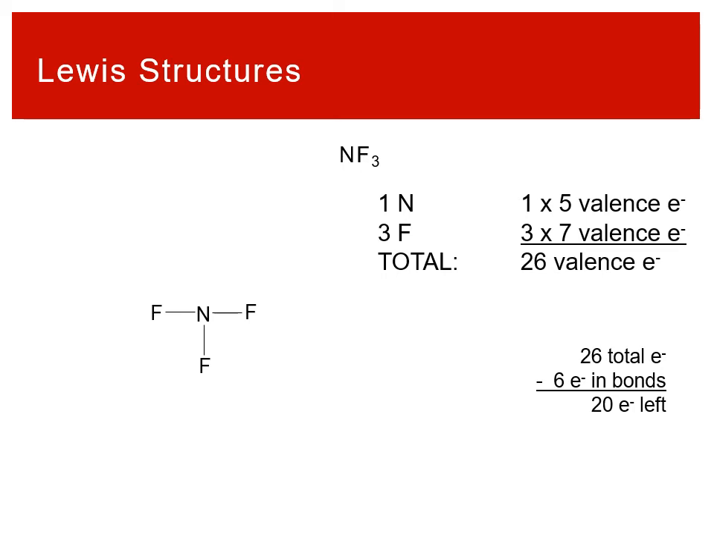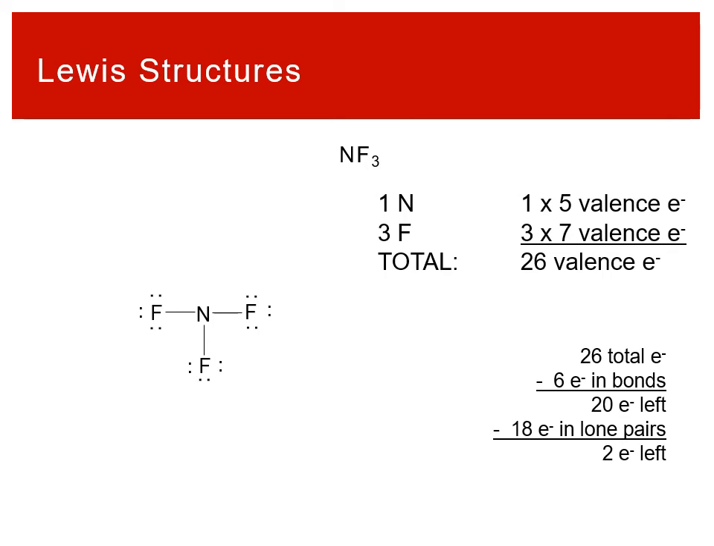Time for some outer atom lone pairs. Each fluorine as it stands has the single bond. That's 2 electrons. They each need 6 more, so they all get 3 lone pairs. That's 6 electrons each. I just put out 18 electrons. There are 2 electrons left.